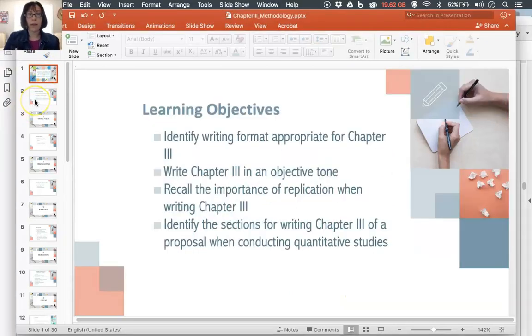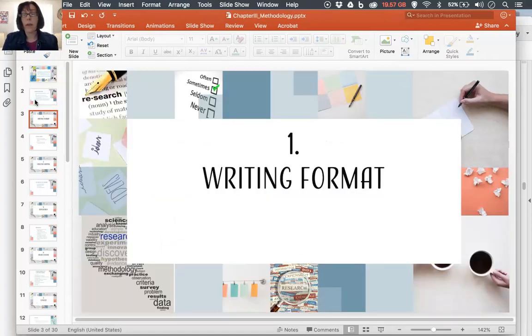By the time that we're done with our lesson, you'll be able to identify the writing format that's appropriate for Chapter 3. We're going to discuss how to write an objective tone. We're going to recall the importance of replication when writing Chapter 3, and then identify the sections for writing Chapter 3. This chapter is probably going to be the most enjoyable to write because it's where you're actually describing your research design and the procedures that you will implement in your study.